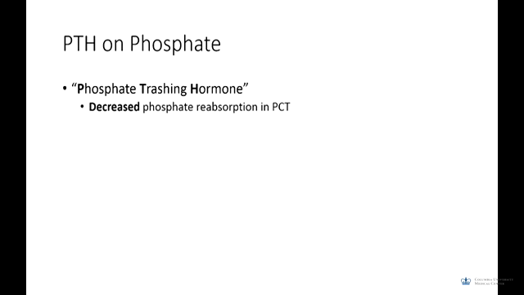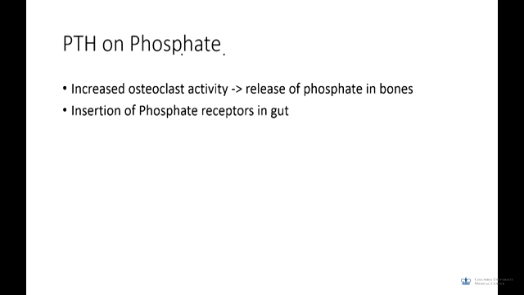So PTH on phosphate, you can remember it as phosphate trashing hormone. Basically, it decreases phosphate reabsorption in the proximal convoluted tubule of the kidney. You're going to have wasting of phosphate in the urine. Vitamin D on phosphate, it increases osteoclast activity, as we said, so it will increase the release of phosphate that's stored in bones, and it inserts phosphate transporters in the gut, so you'll have increased phosphate absorption through the diet.